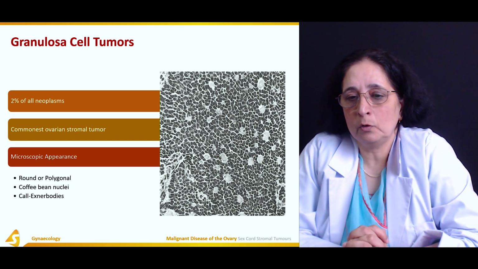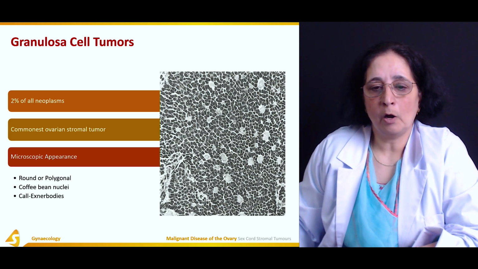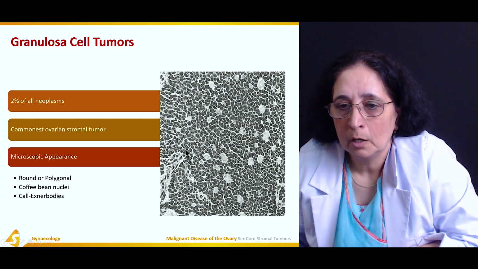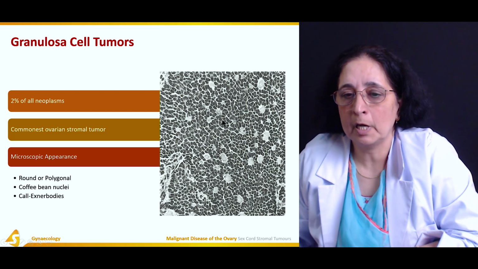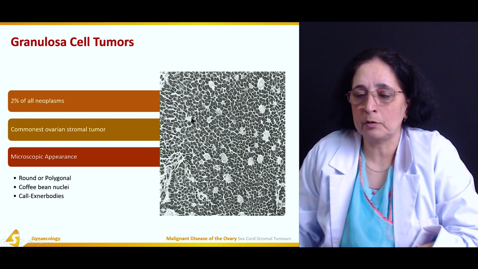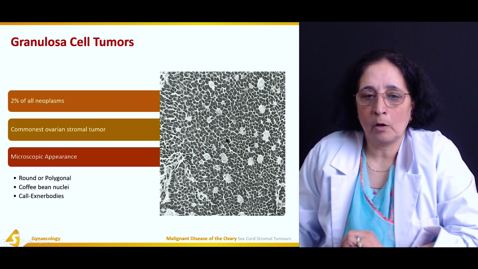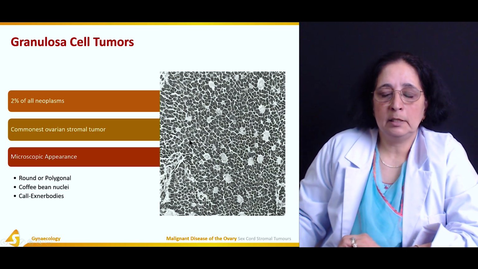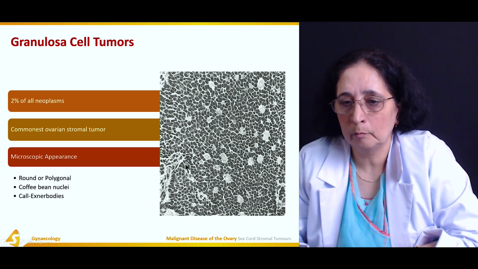Under the microscope, you see round or polygonal coffee bean nuclei. Here you can see round coffee bean shaped nuclei are present. So the diagnostic feature under the microscope is easy to see. These round coffee bean shaped nuclei are known as Exner bodies.